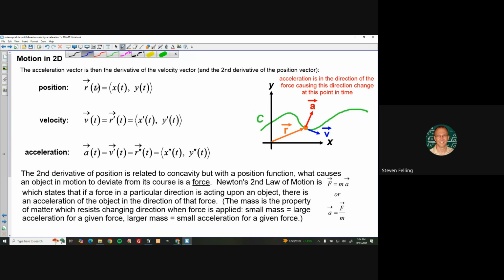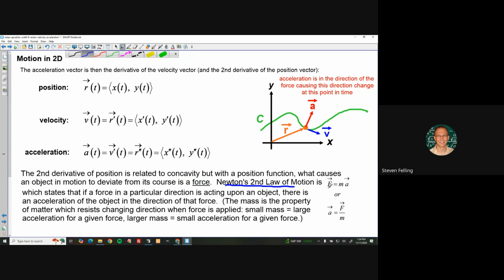All right, and then if we take the derivative again, we get acceleration. So that's the second derivative of position. The first derivative of velocity gives you acceleration, and that is a function of time. Okay, but that is related to the concavity. So it is kind of related to the curvature, but with a position function, what causes an object in motion to deviate from its course is a force.